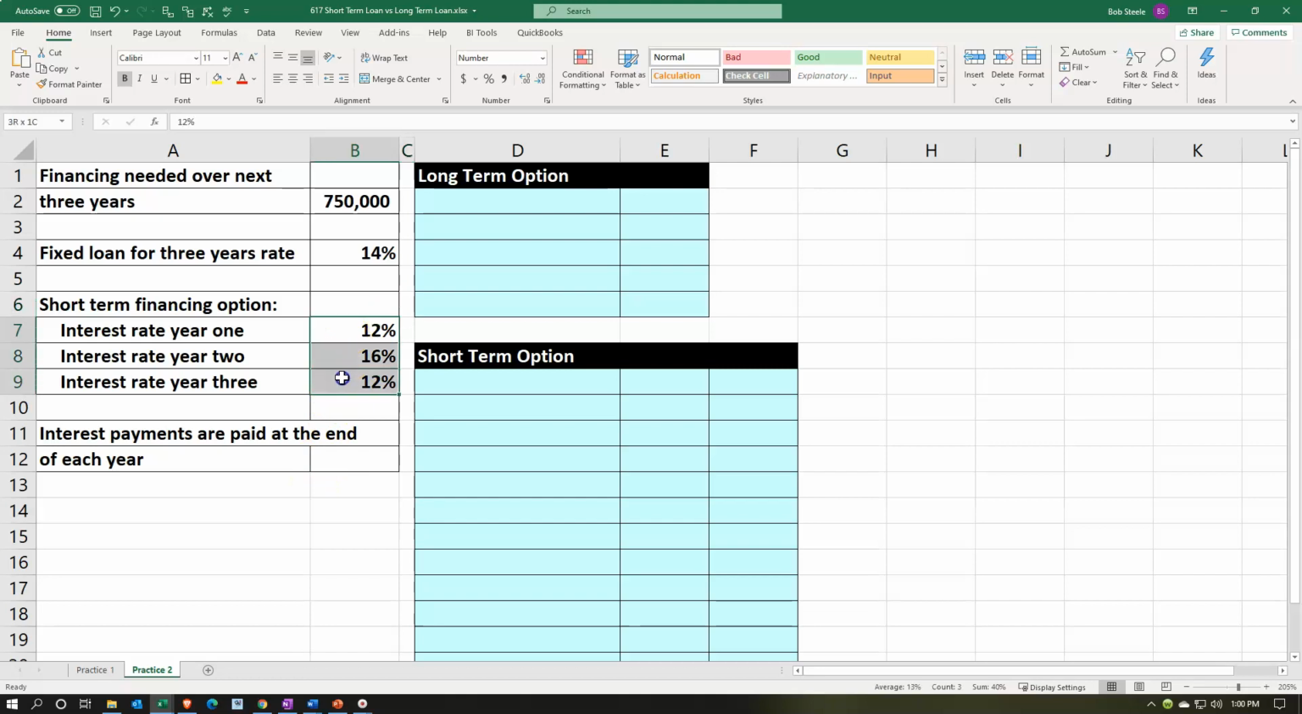If we knew this was the term for the 3 years, then we're going to compare the 14% flat compared to this adjusted rate. Once again, we're going to assume that we're going to be paying interest at the interest rates at the end of each year, interest only. And then we'll pay the entire 750,000 back at the end of the loan period, which will be the end of the 3rd year, at the end of year 3.